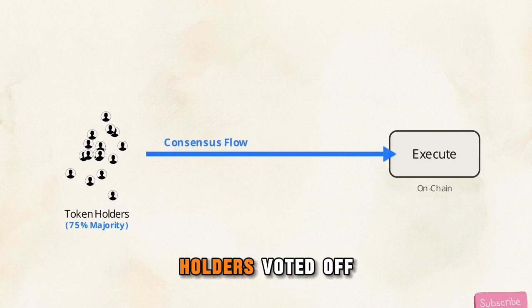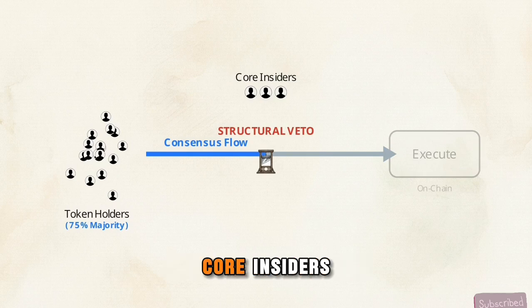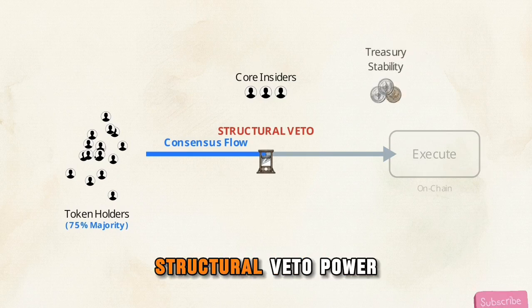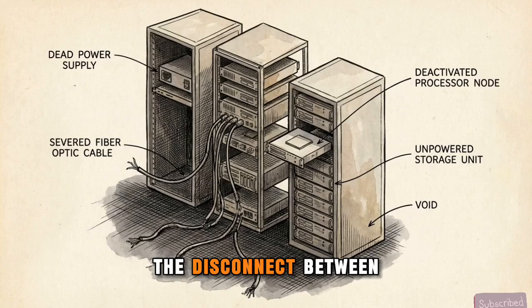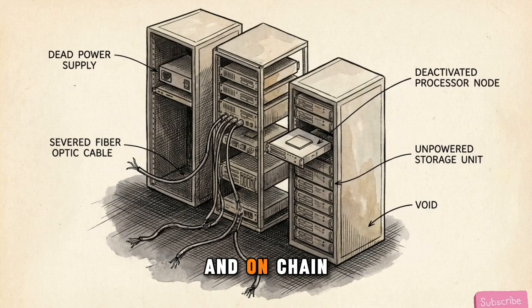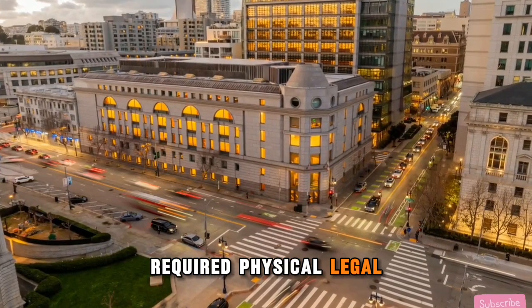75% of token holders voted off-chain to fully reimburse the hack victims. However, that consensus was abruptly blocked by core insiders who used their structural veto power to prioritize treasury stability over the vote. The disconnect between community consensus and on-chain execution mechanics destroyed trust in the system, forcing the DAO to wind down its operations. By 2024, the failure of this digital architecture required physical legal intervention.